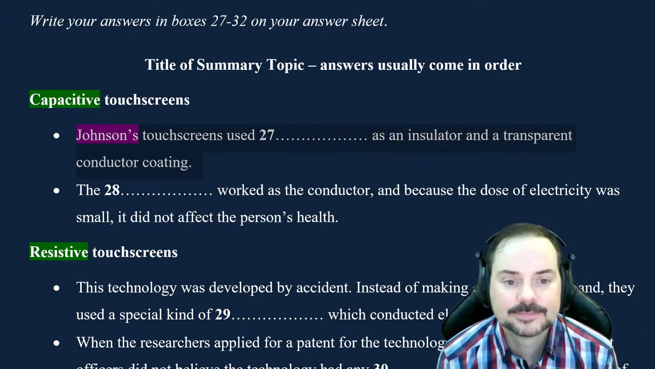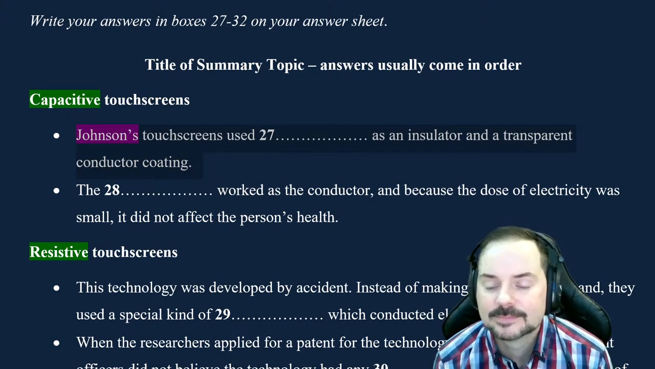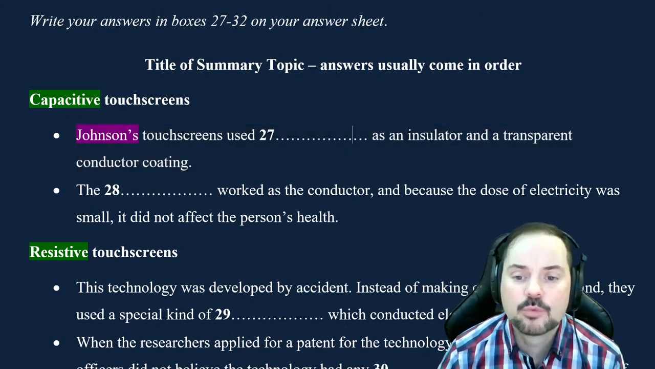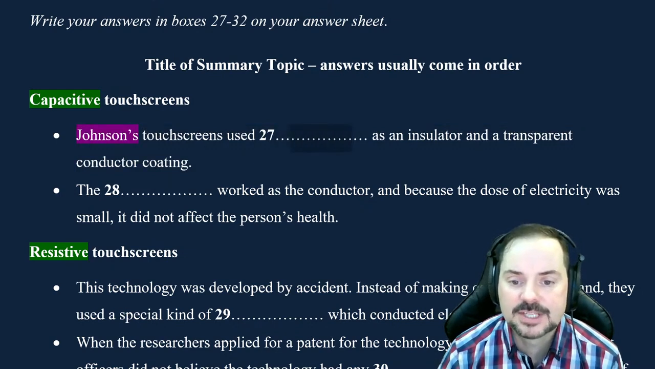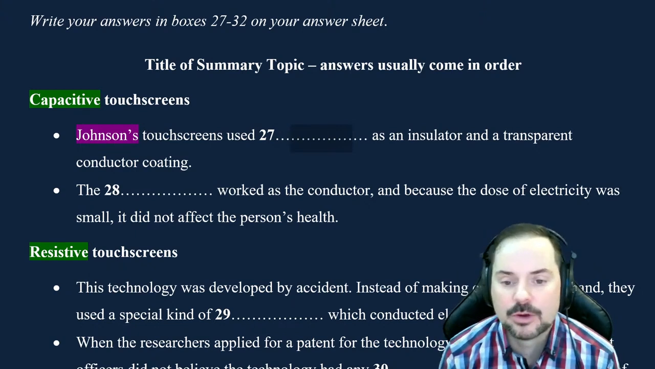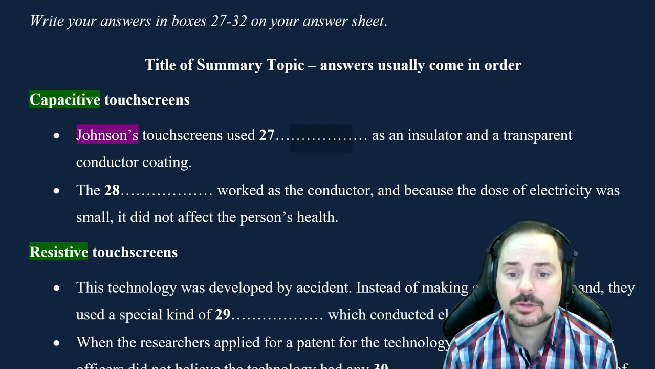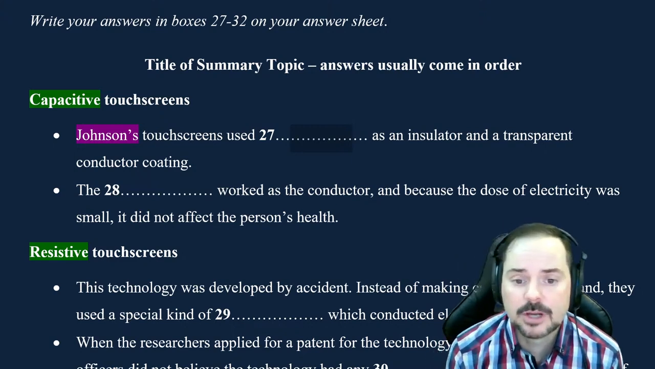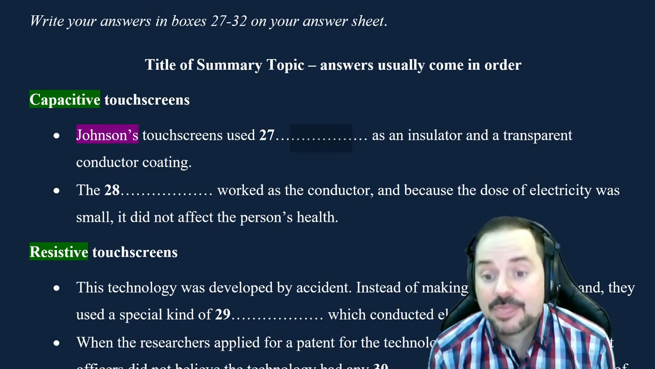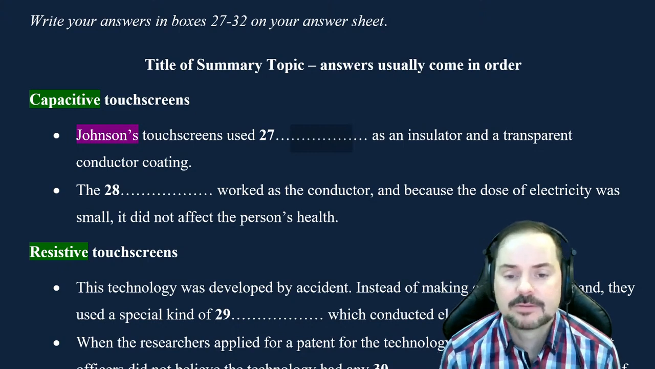Johnson's touchscreen used then as an insulator and a transparent conductor coating. Okay, good. What type of word comes into this space for 27? Is it going to be a verb, an adjective, adverb, or a noun? What do you think? Noun. Yeah, absolutely, because it comes after the verb used, right? So it's got to be a noun. So yes, Johnson's touchscreen used something, a noun, as an insulator. What do you think is the right answer for that?